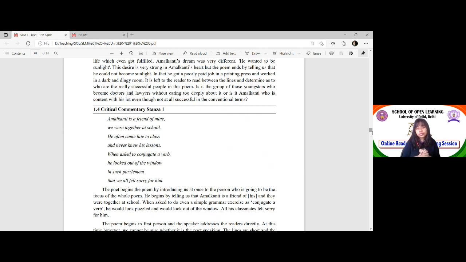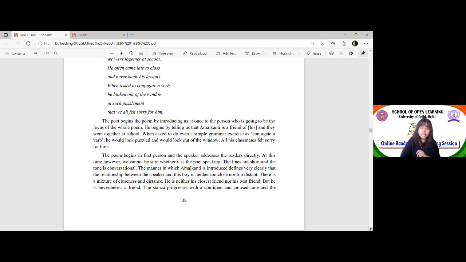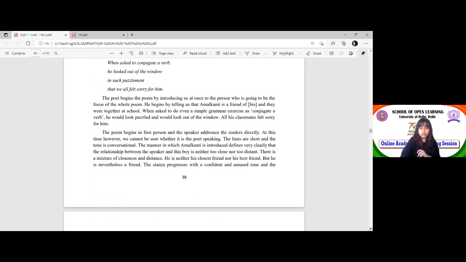When asked to conjugate a verb, which means when asked to tell his sentence, tenses or like be, been, being, he looked out of the window in such puzzlement that I felt sorry for him. So he did not know his answers, and whenever he was asked to conjugate a verb, he looked out of the window and he was very puzzled what to answer, and the person, Amal Kanti's friend, felt very sorry for him.